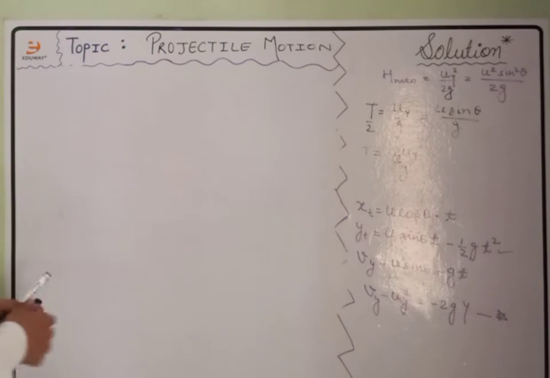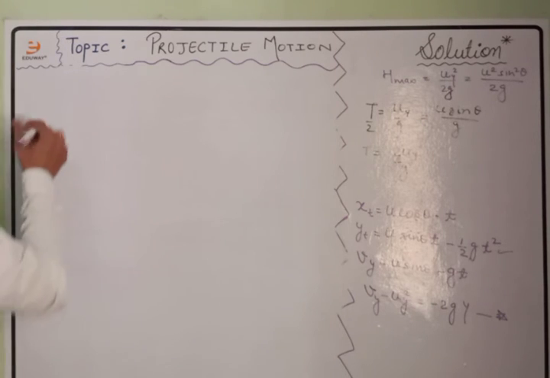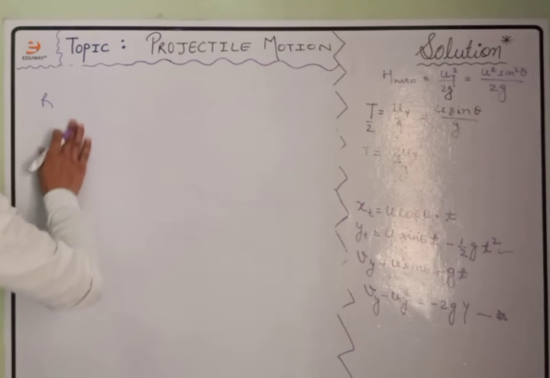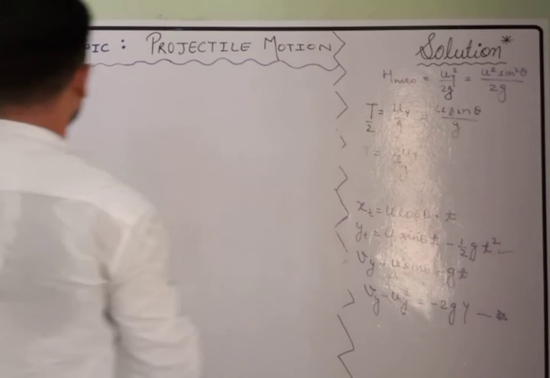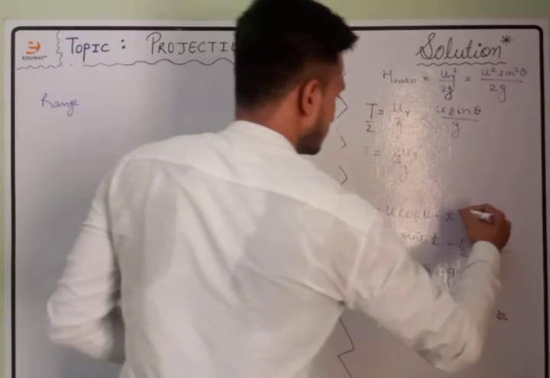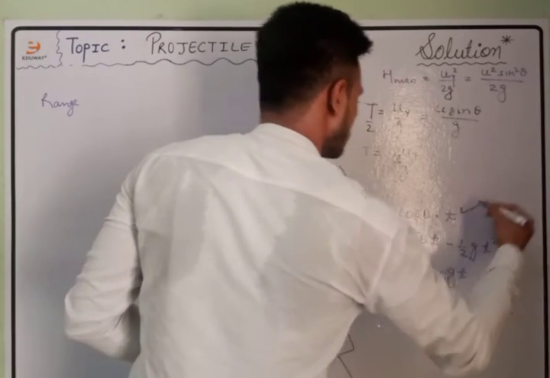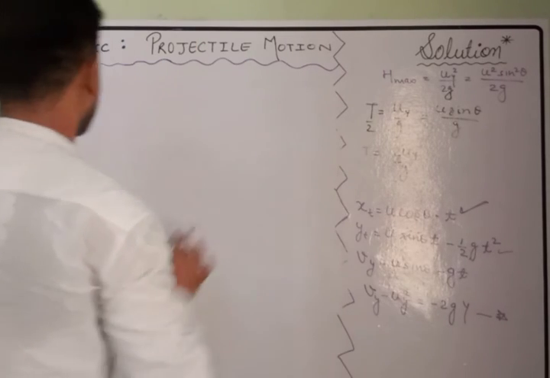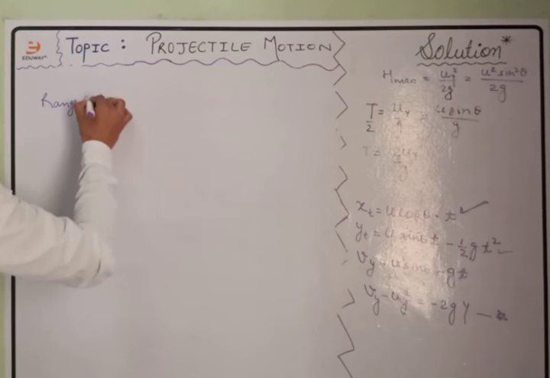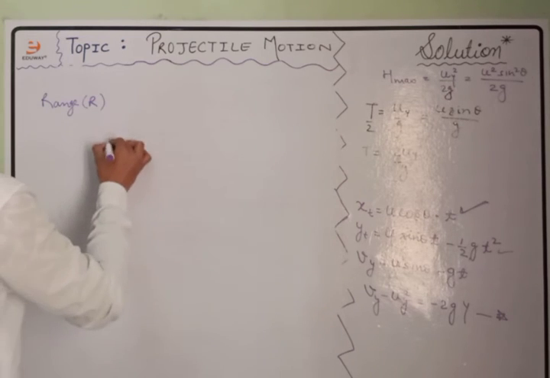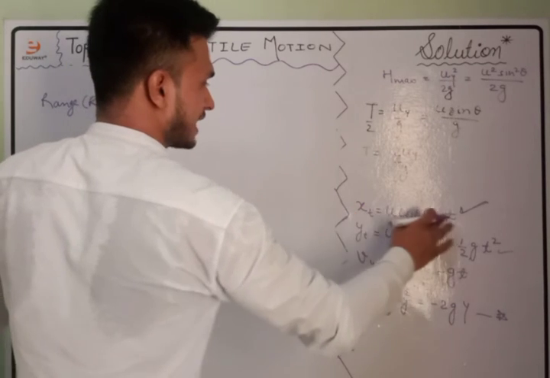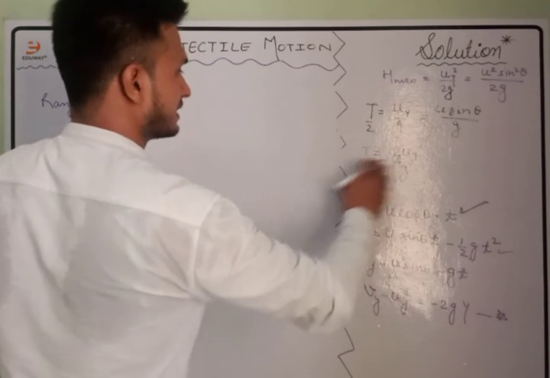Now, we are going to derive the formula for range. Range is the horizontal displacement after the completion of the motion, or after the time of flight. So it becomes easy, because we simply need to use this formula. Let us say range is represented by R. So R is the value at time t equals to the time period.